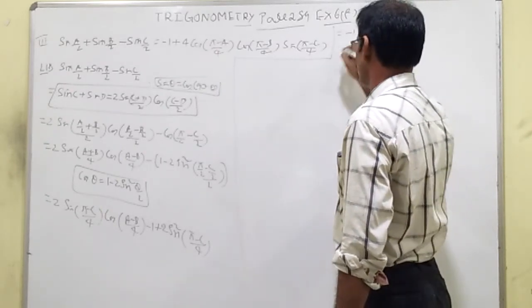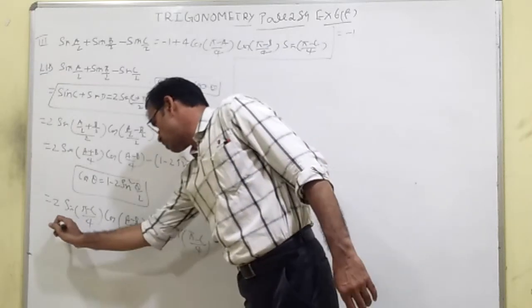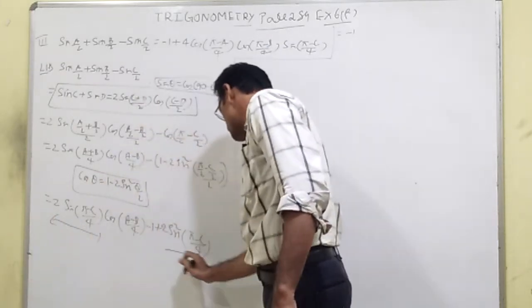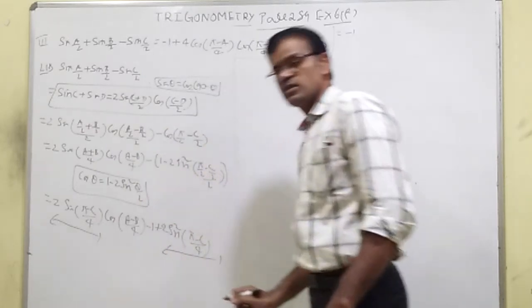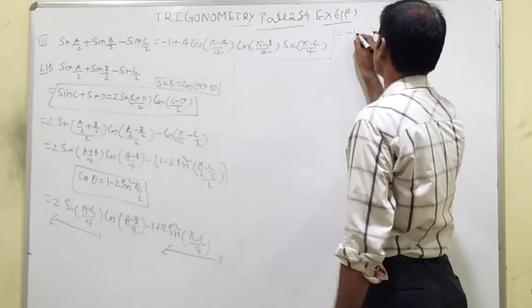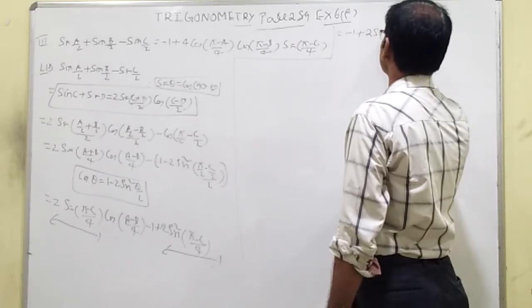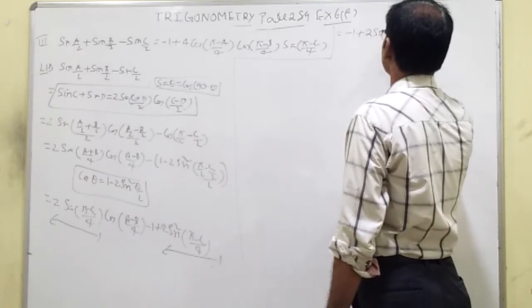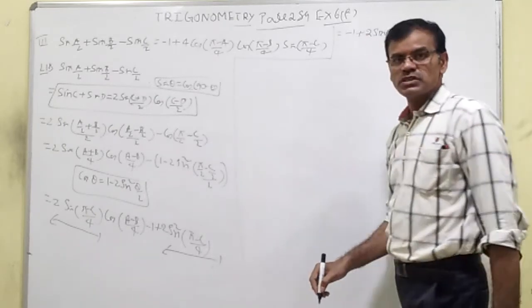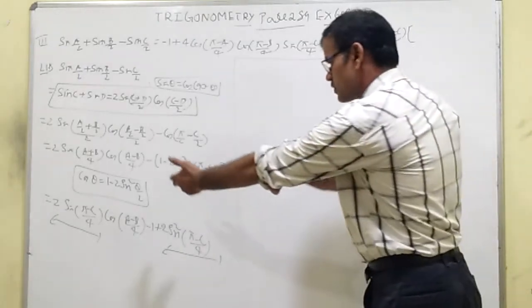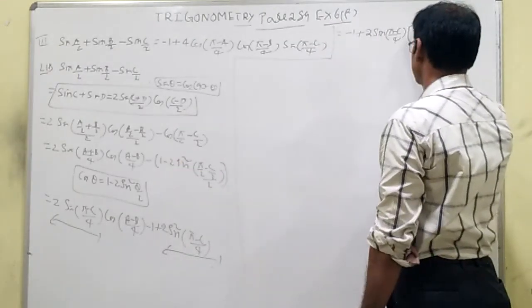Minus 1 first of all we write, and among these terms, here 2 sin square (pi minus c)/4 is there. Take common 2 sin (pi minus c)/4. So, plus 2 sin (pi minus c)/4 we can take common. So, within the brackets we can get the value cos of (a minus b)/4.